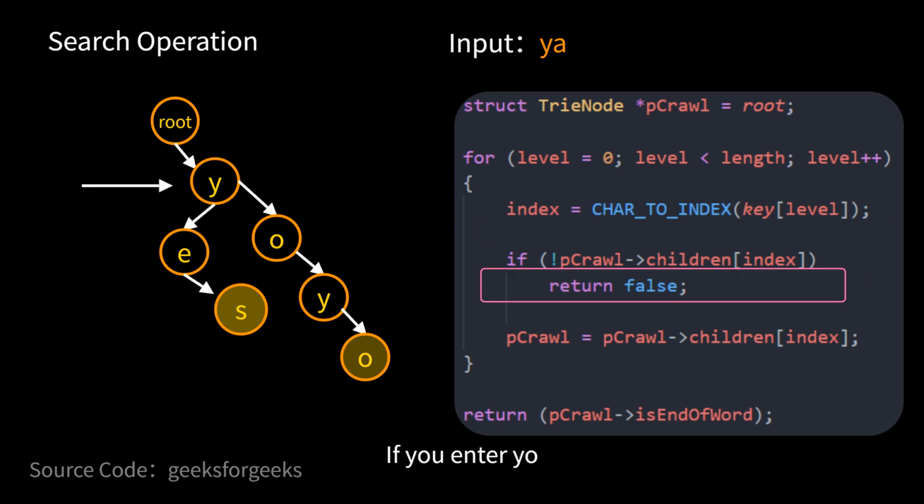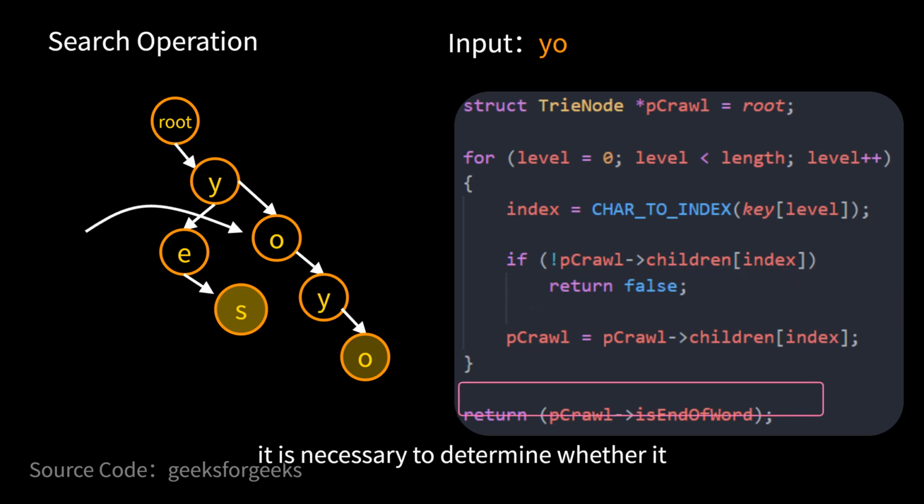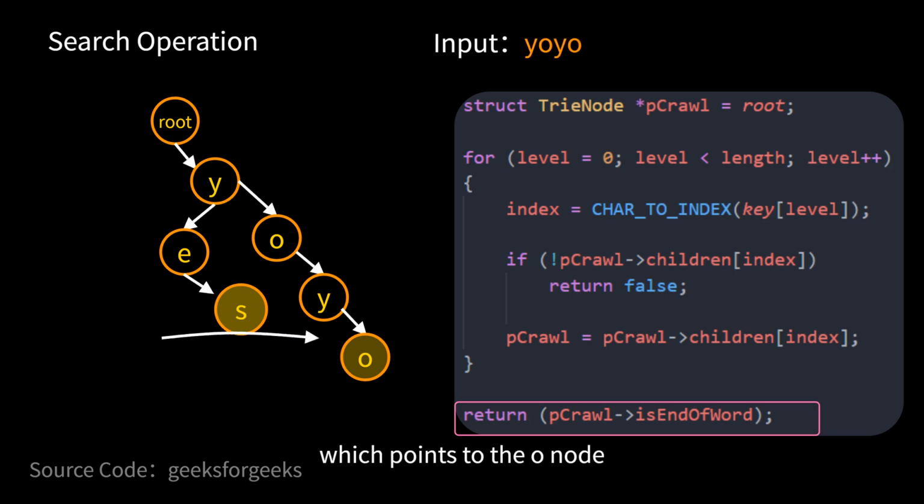search. If you enter YO, then the traversal can be completed and the current pointer is at O. However, in the end, it is necessary to determine whether it is the end character of a word. Here node O is not, and it returns false. Then, if it is YO, which points to the O node, it can return true.